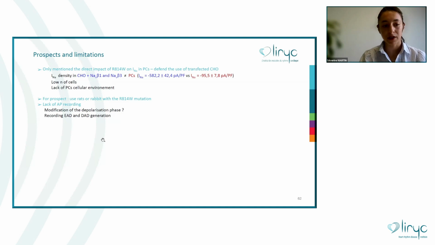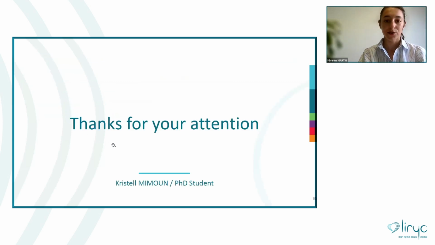So for prospects, I suggest to use rats or rabbits with the mutation. I know it's a costly and long process, but it can permit recording action potentials and knowing how the modification of the sodium parameters can act on the action potential, and first of all on the depolarization phase. So thanks for your attention, and if you have questions, don't hesitate.